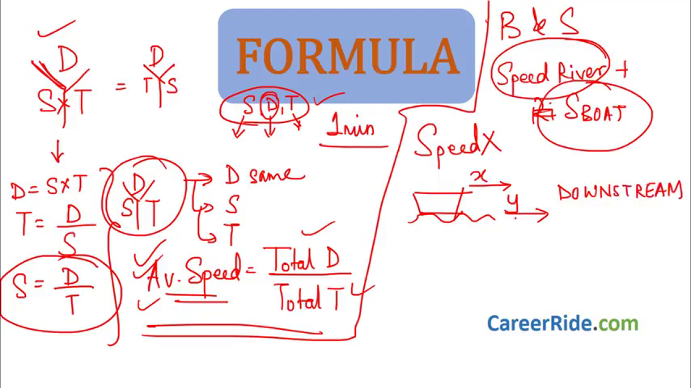Now, what would be the speed when we are talking about downstream? It would simply be x plus y. Now, why x plus y? Because we know whenever we are swimming in a river, if we flow in the direction of the river, the speed increases, right? We go very fast. That is the reason we add it. So downstream speed is x plus y.